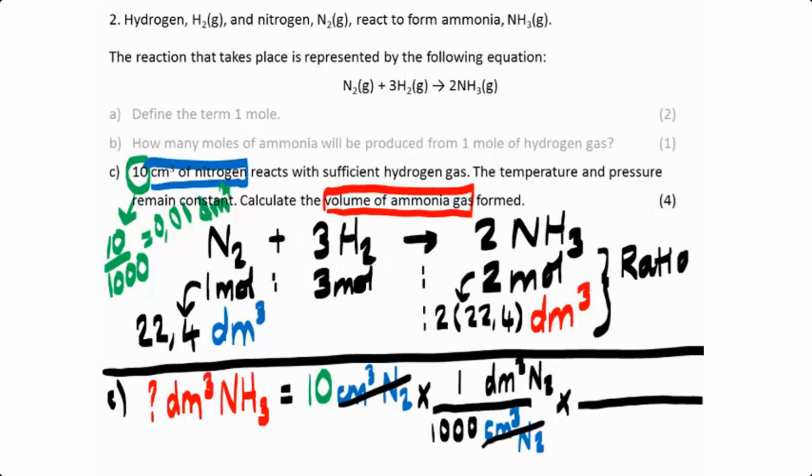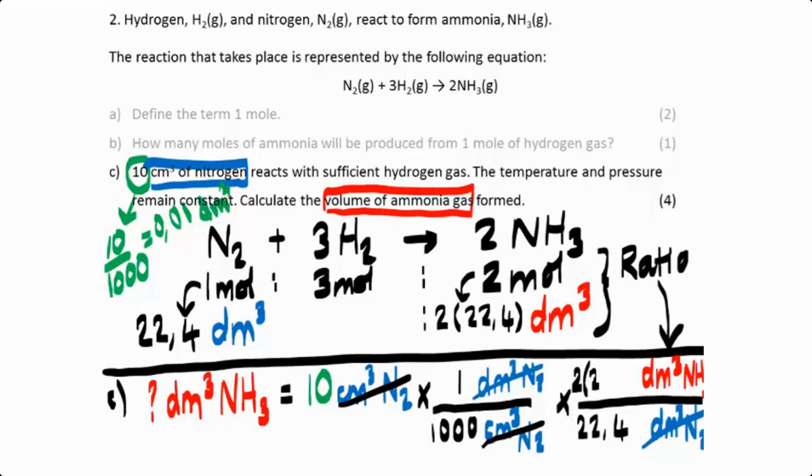And this conversion factor has to do with the ratio in which nitrogen and ammonia react with one another in this particular reaction. So we need decimeter cubed of nitrogen at the bottom to cancel away decimeter cubed nitrogen. And we need decimeter cubed ammonia at the top, because that's what we were asked. And we use our reaction ratio as that conversion factor. So we know that 22,4 decimeter cubed of nitrogen reacts to form twice that amount of ammonia. And then we can get our answer.